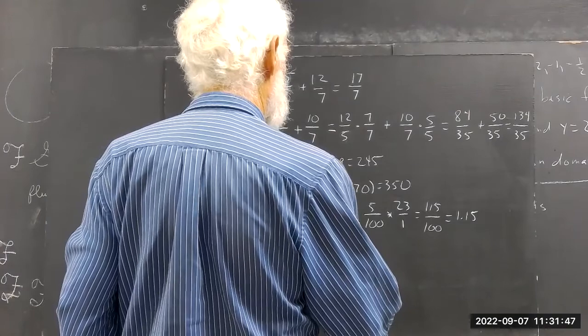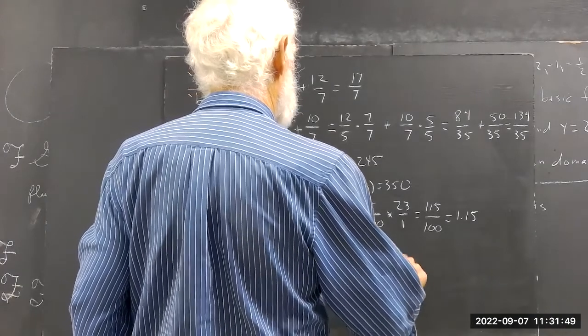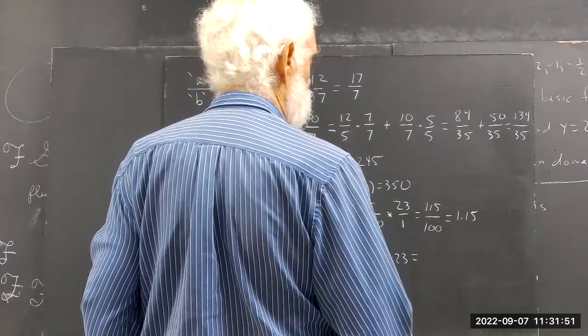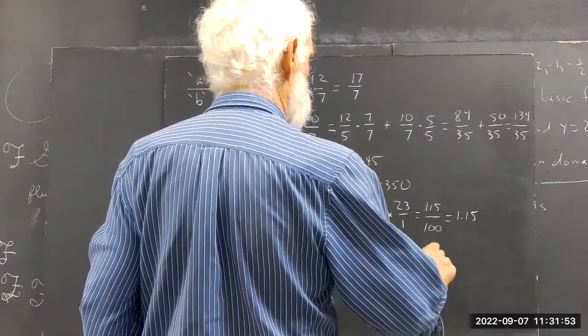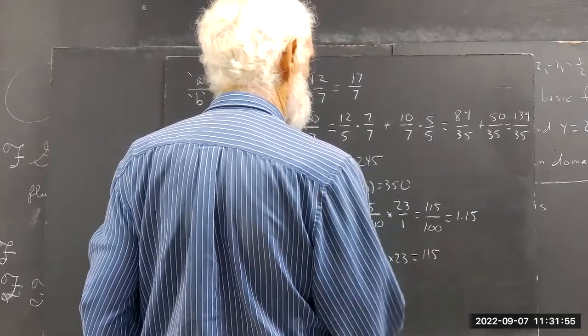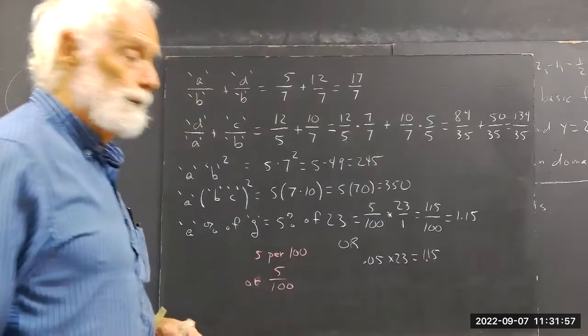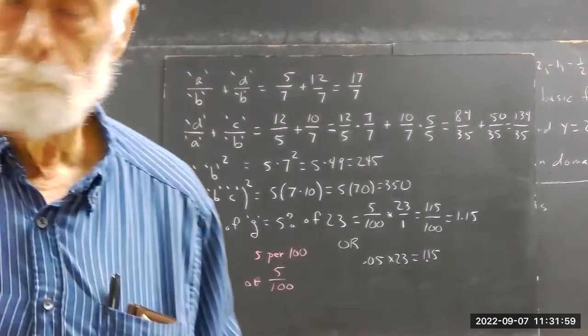Or we could write this as 0.05 times 23, which is 115, but we move the decimal over 2 places. You get this. Okay.